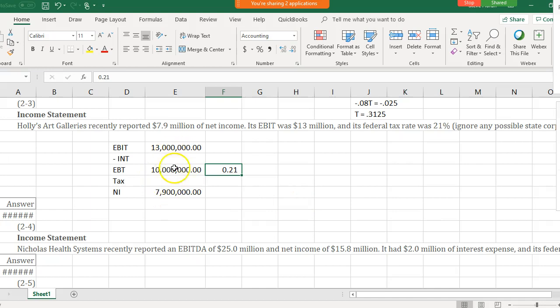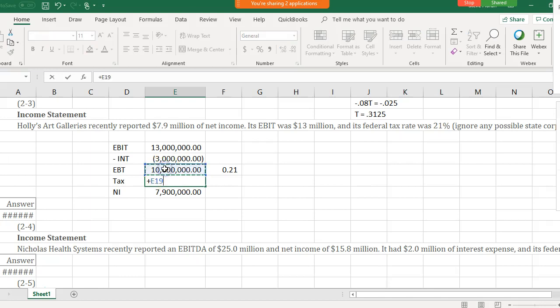I can do the math now and figure out the differences. So interest expense obviously has to be 3 million. 13 minus 3 million, we enter that as a negative, gets down to 10 million. Then my tax is simply 10 million times 0.21, and we'll do this as a negative also. You can see the math works: 10 million minus 2.1 million is 7.9 million.